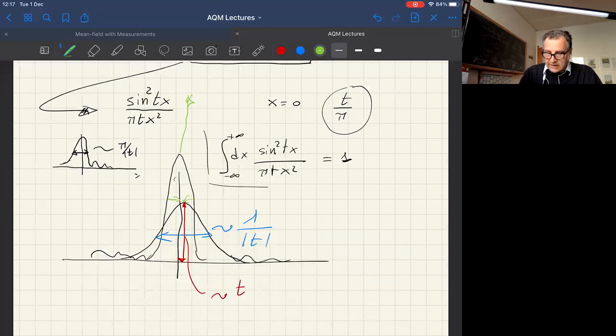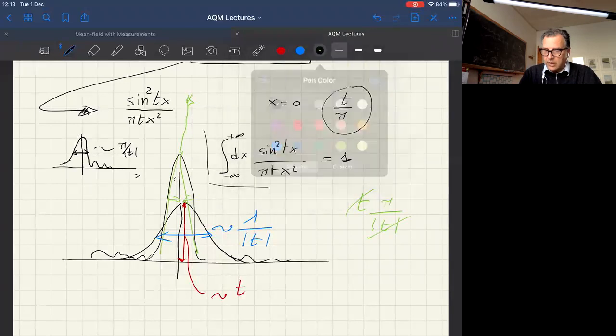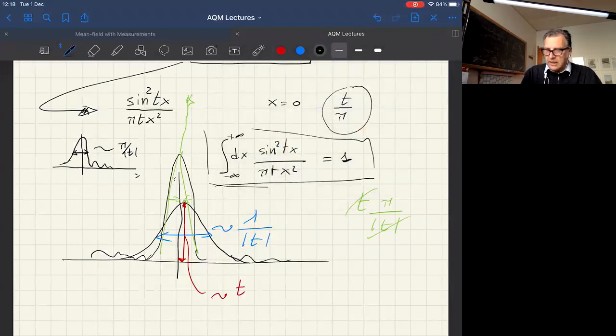But then you see that if you just consider this as a triangle, just for the sake of it, the area under this peak scales like T times pi over T. It does not depend on time. If you want to do it in a proper way, you compute the integral and you see that the area, so the integral, sorry, is 1.